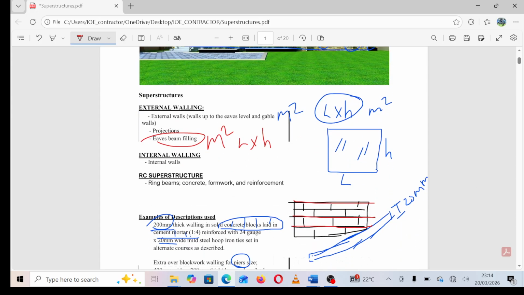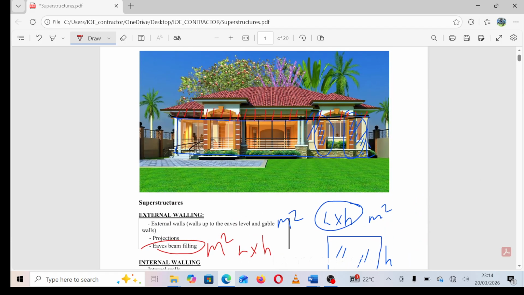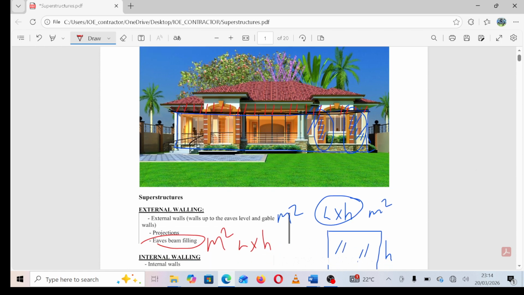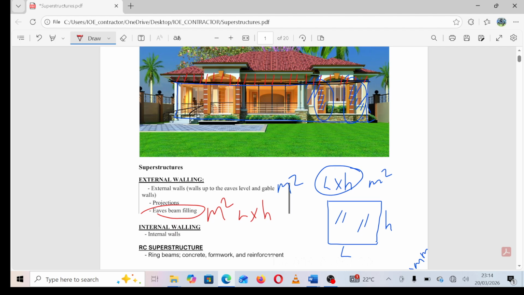Then we do have internal walls. Now these are walls that are inside the structure, just like any building. I'll show you as we are doing the taking off. We shall keep track on the next segment. Now in the internal walling, these are walls that are inside. They could be load-bearing walls or non-load-bearing walls. So they also take the same square meters, where we mention the thickness of the wall and it's taken in length times height.